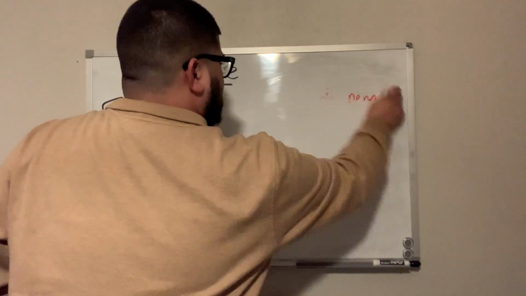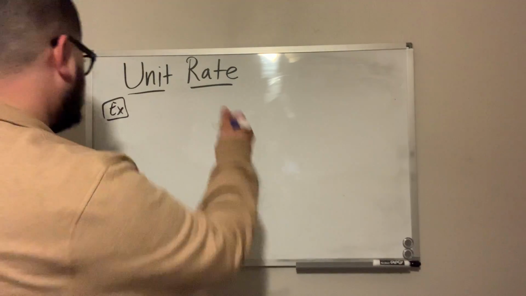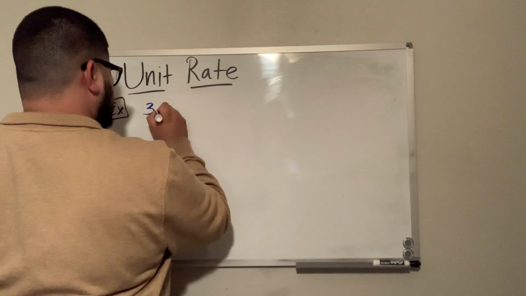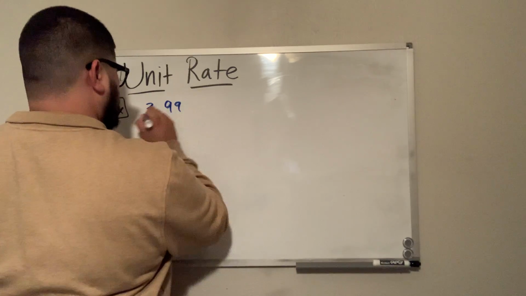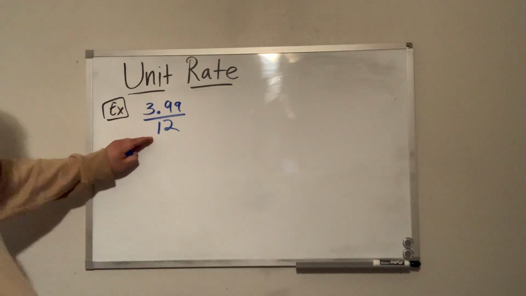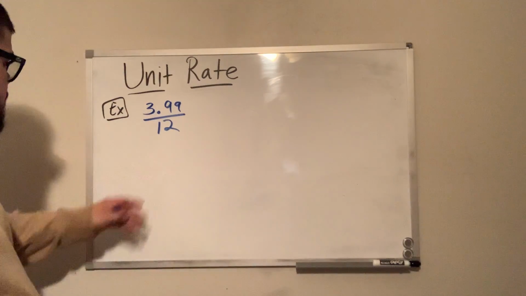All right. So our fraction from our ratio, we got 399 over 12, which we know is 399 divided by 12. So we're going to go ahead and divide this. You're going to see what we're going to do here.